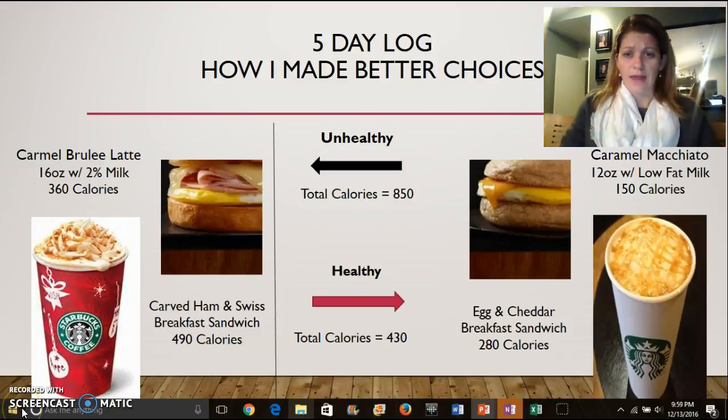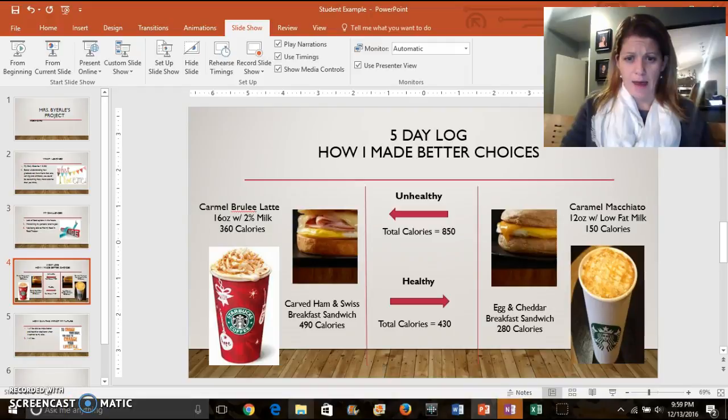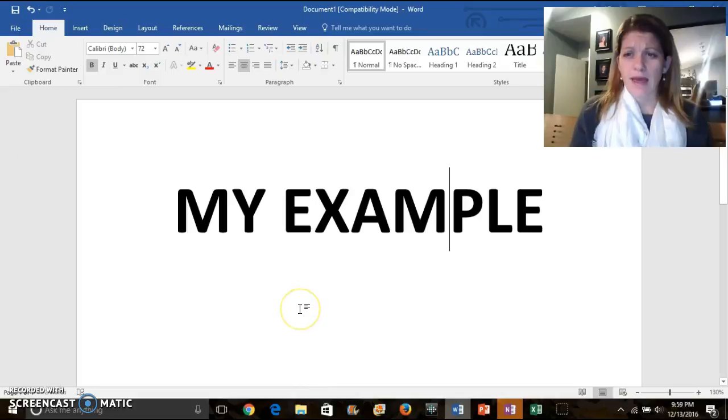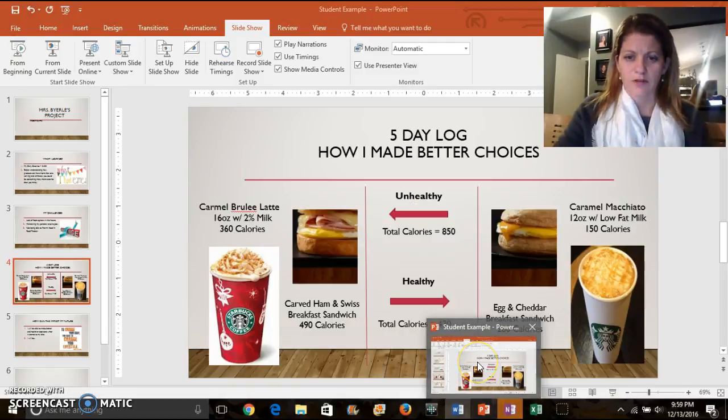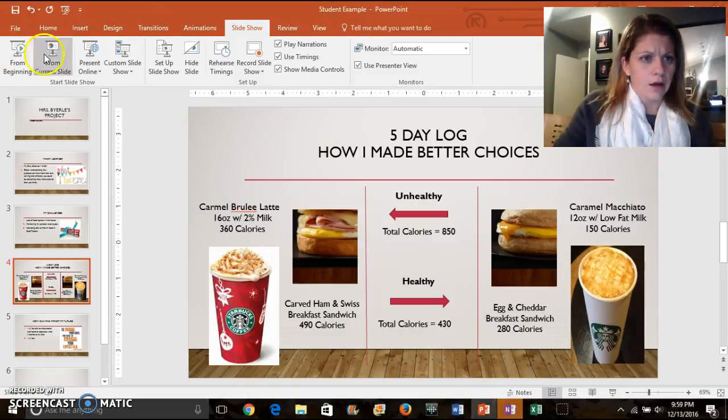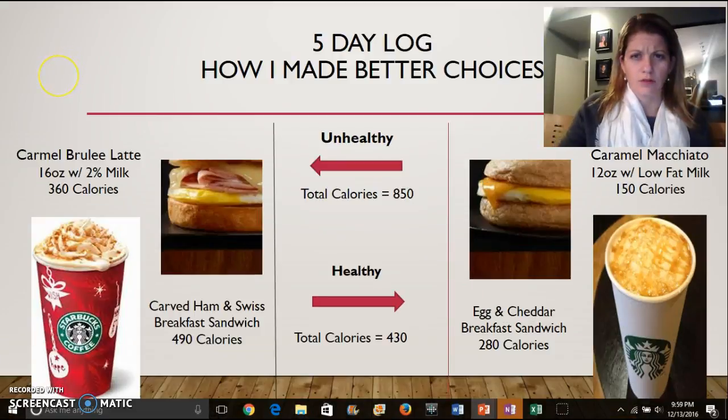Or if I get out of this really quick and I pop open Word, maybe I have a Word document here that I want to pull from. It's totally up to you how you want to do this. So the sky's the limit on this slide personally. If you would rather hand draw it, that's fine too. Okay. So just take us through how you made a better choice in one of those days. Really explain to us the calories and just a better choice option out there.